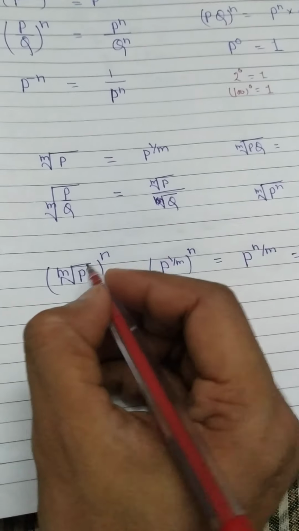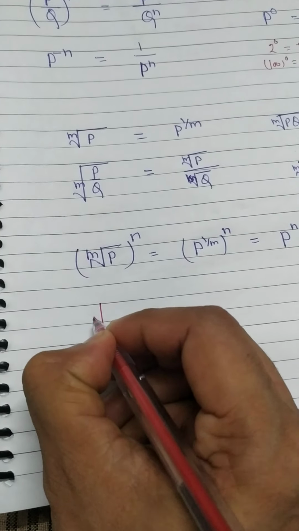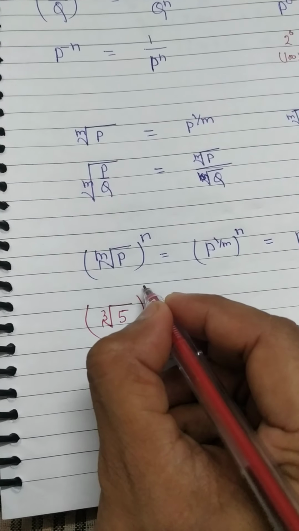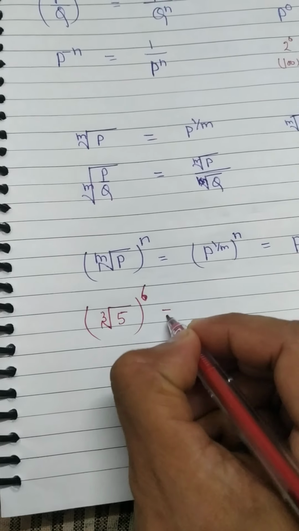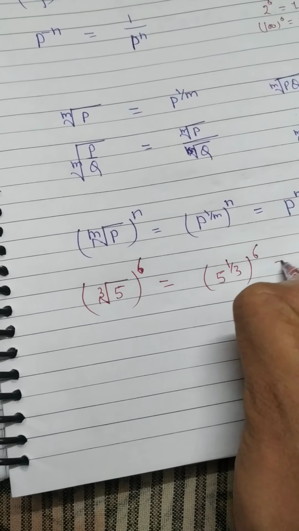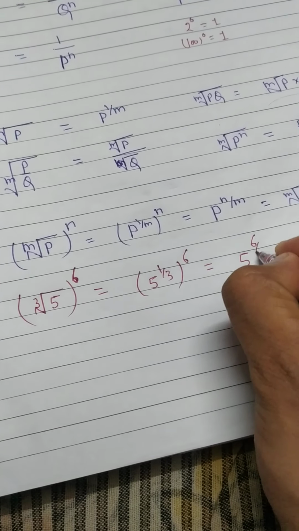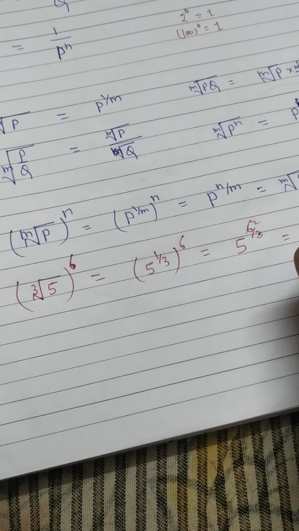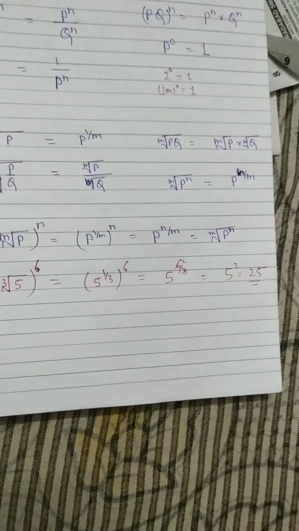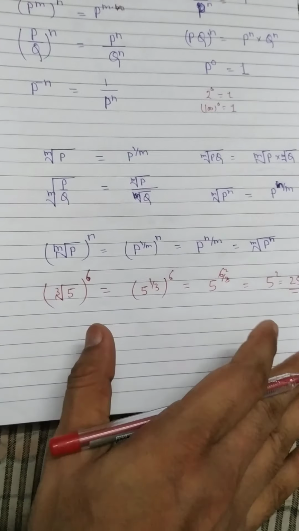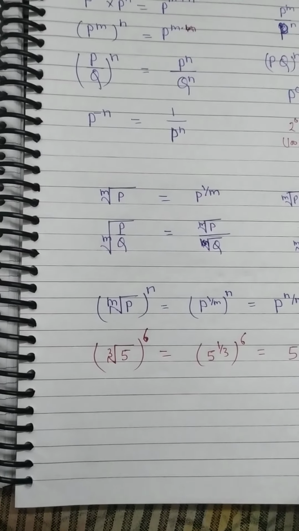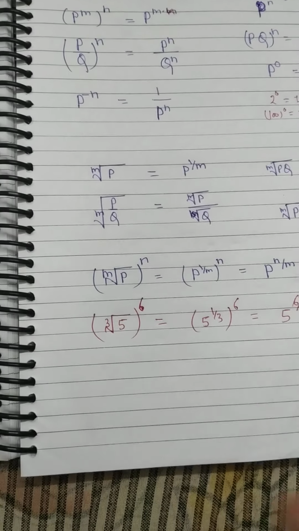Okay, this is important. Suppose this one is 3 and written 5, power 6. How will you write it? This one is written as 5 power 1 by 3 power 6, and this one is written as 5 power 6 by 3, which is 5 power 2, which means 5 square, 25. So just see how to calculate. This formula, all these things will be found in equations to change them into a simple way.